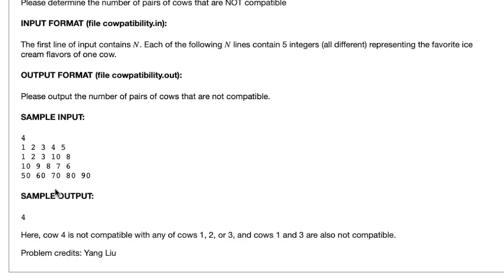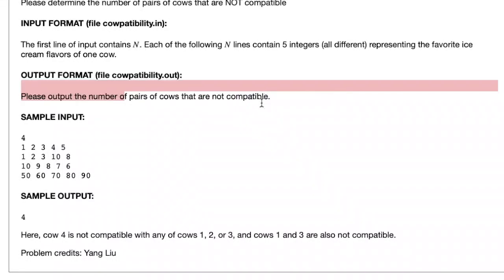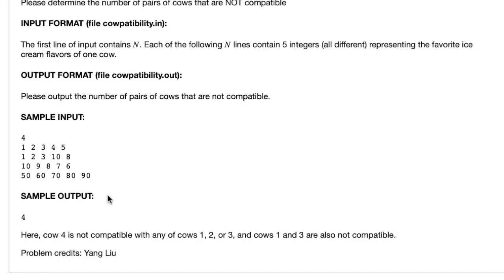So what we want to output is the number of pairs of cows that are not compatible. What do you mean not compatible? It means there are 2 cows, cow I and cow J, and each of them will have 5 flavors that they like. And then if none of the flavors they have are in common, then they will be incompatible. And we just need to return the number of pairs in total that are not compatible.